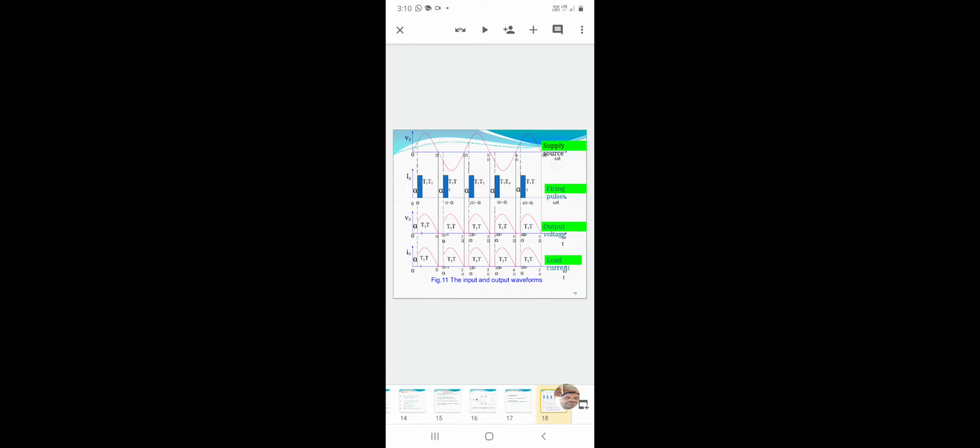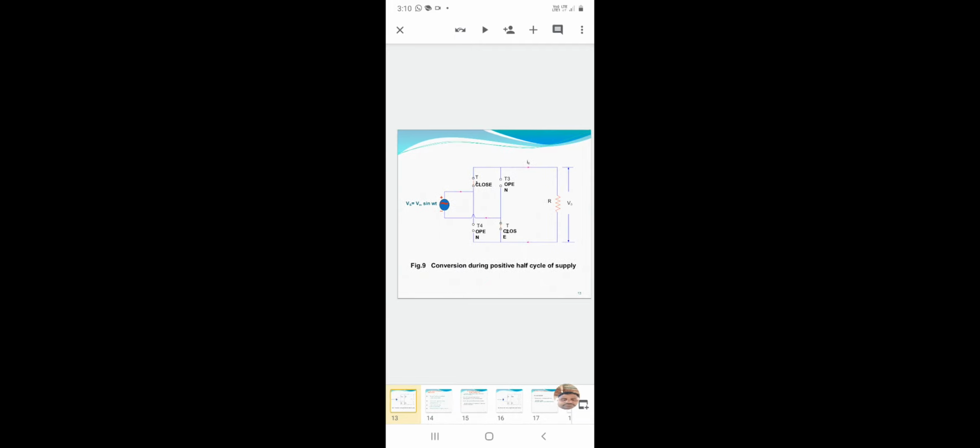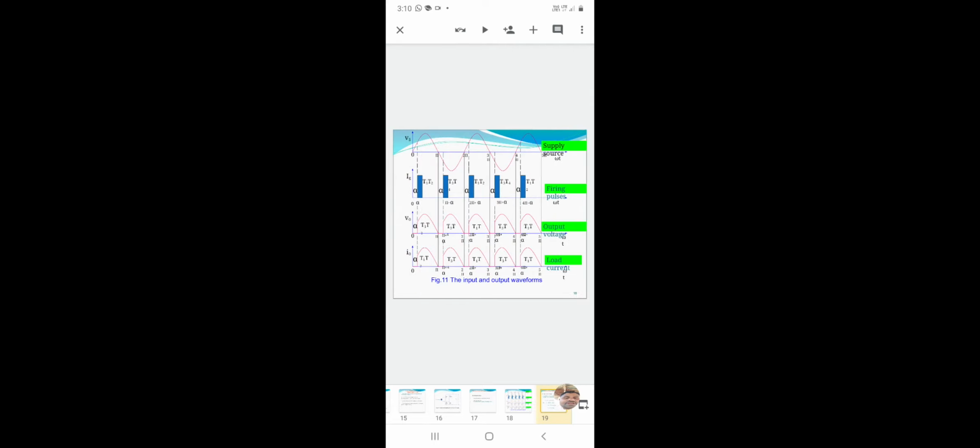For these circuits, what is the average output voltage of the full wave controlled converter with resistive load? From the waveform, the time period is alpha to pi, and the output voltage magnitude is the maximum output voltage. What is the value of this output voltage?